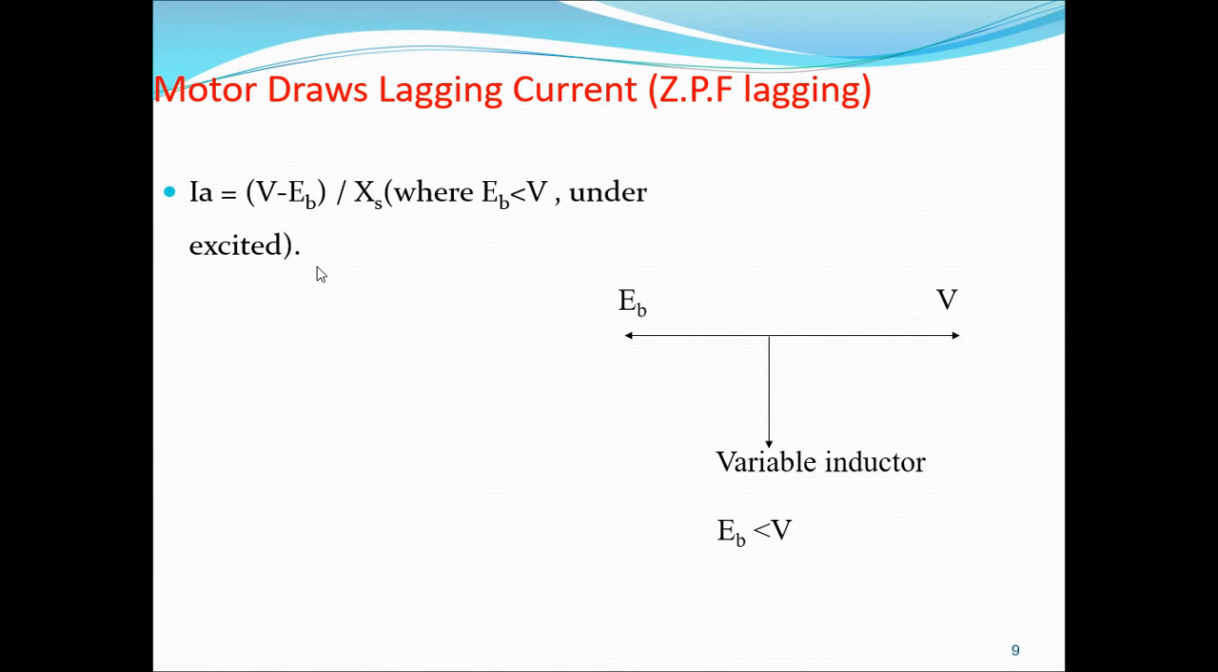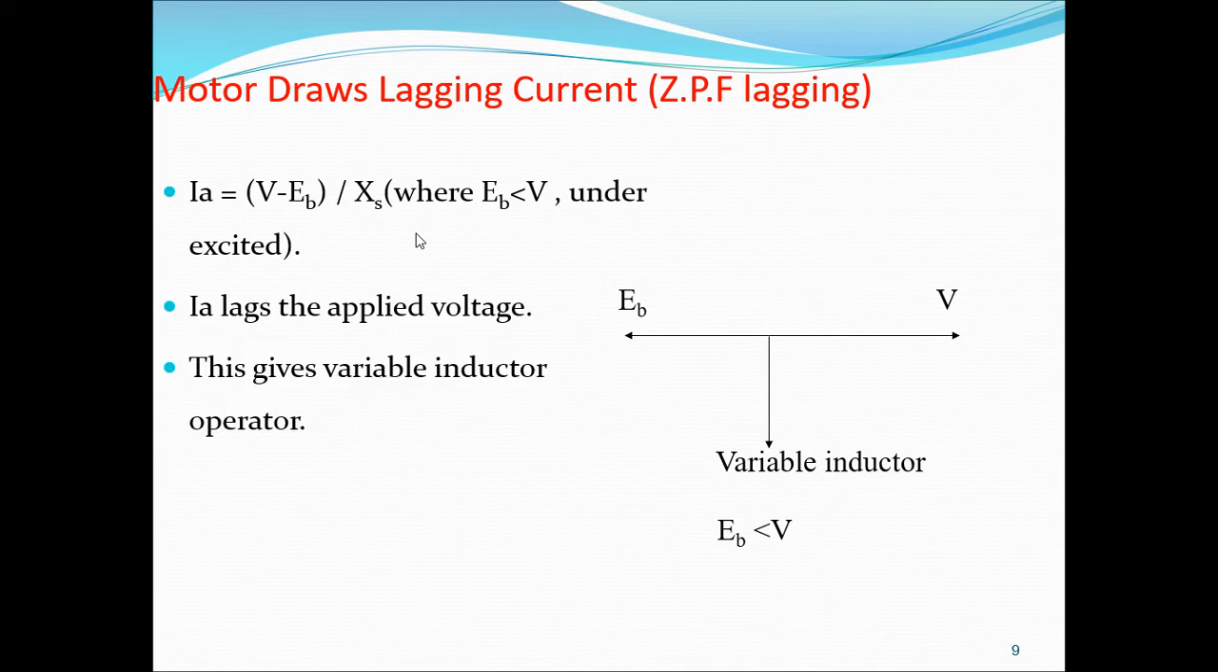Suppose the excitation is reduced, then we get lagging power factor, where EB is less than V. See here, the armature current is changed, that is, IA is equal to V minus EB by XS. Since EB is less than V, the armature current IA lags the applied voltage.